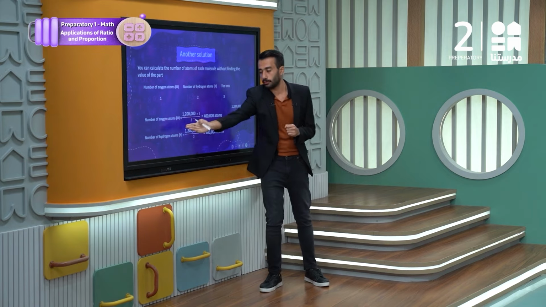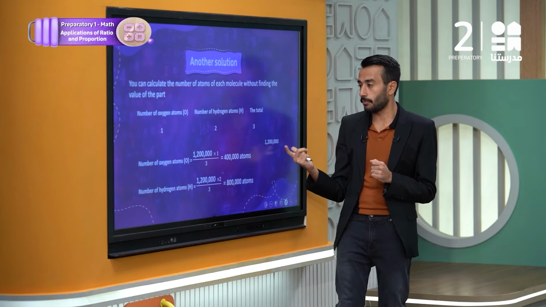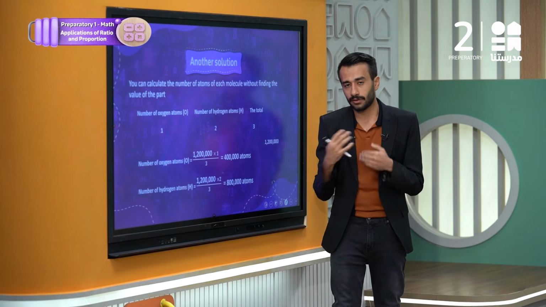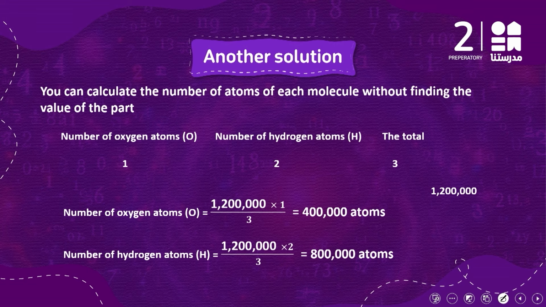And here we have the number of atoms for hydrogen in this amount and the number of atoms of oxygen in this amount. So let's summarize this. For example, if you have 3 atoms, you have 1 oxygen and 2 hydrogen. What if you have this number of atoms? You will have this number of oxygen atoms and this number of hydrogen atoms. You can use the way of ratio and proportional and the cross multiplication to find these answers. Let's go to the next question.